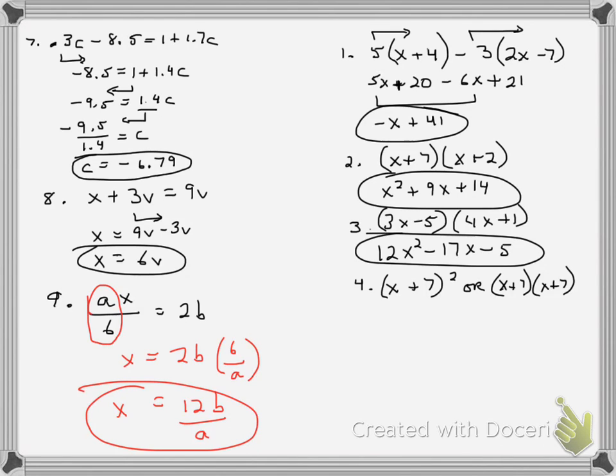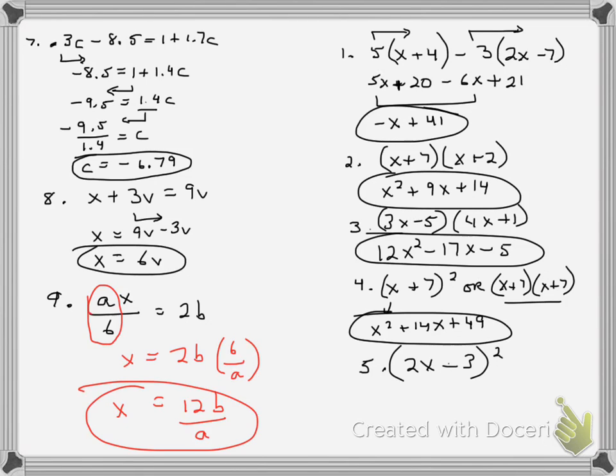For the next one, you could either remember your pattern or you can write it out and FOIL it. Either way, it's going to be square the first term, x squared, multiply them together and double it, and square the last term. Again, for the next one, binomial squared, you're going to square the first term, 4x squared, multiply together, minus 6x, double it, minus 12x, square the last term, negative times negative is positive, and 3 times 3 is 9.